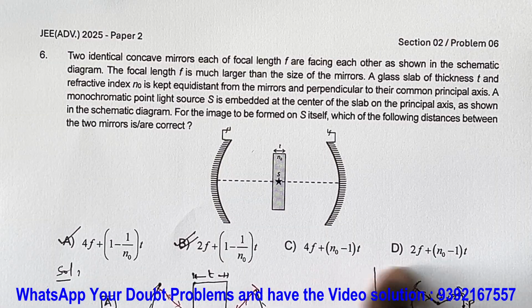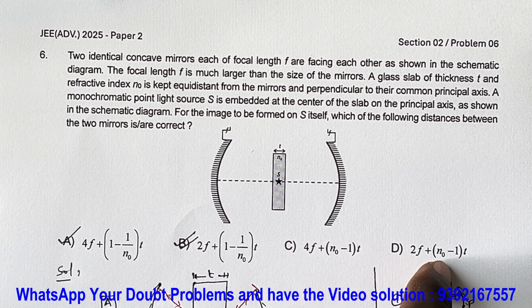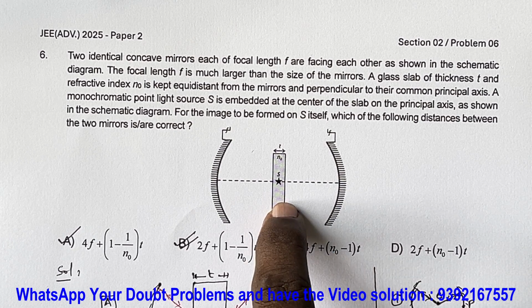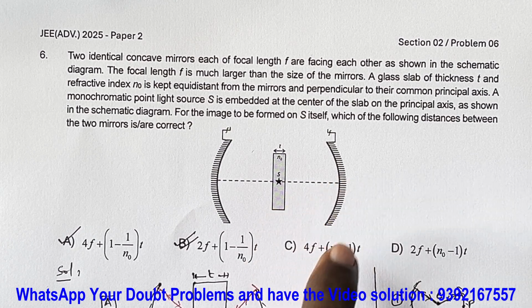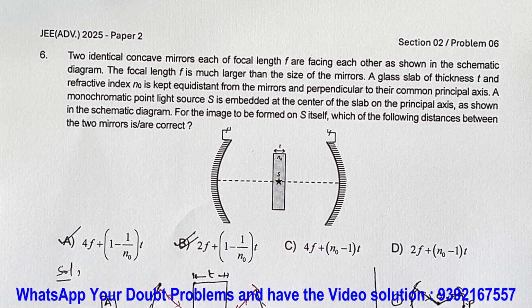These two options are not possible because the shift formula like this comes when the light ray is traveling from rarer to denser. So here the light ray is traveling from denser to rarer. That's why these two options are ruled out. Only A and B are correct answers.